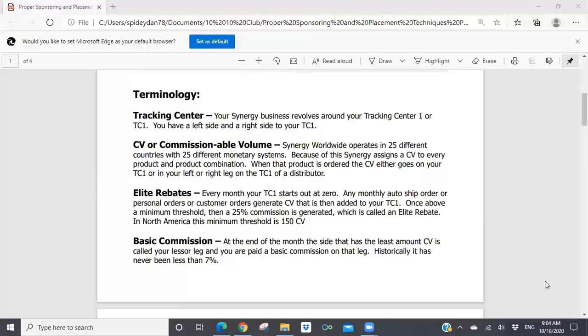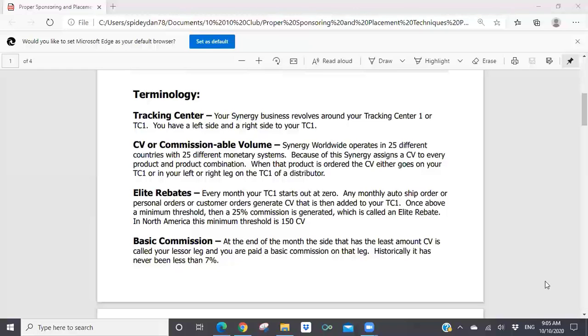Now, the other thing that we need to understand is what's called CV, or commissionable volume. Synergy operates in 25 different countries. So there's 25 different monetary systems. Because of this, Synergy assigns a CV, or a value, to every product and product combination across their 25 countries. That way, it doesn't matter what the monetary aspect of it is, a CV has been placed upon that product or product combination.